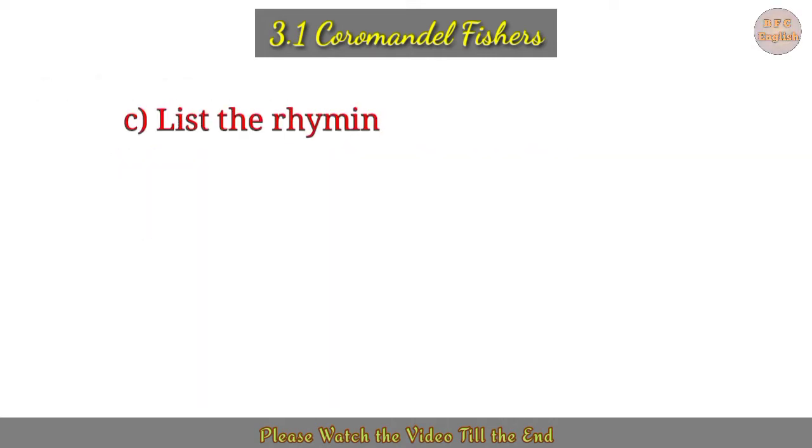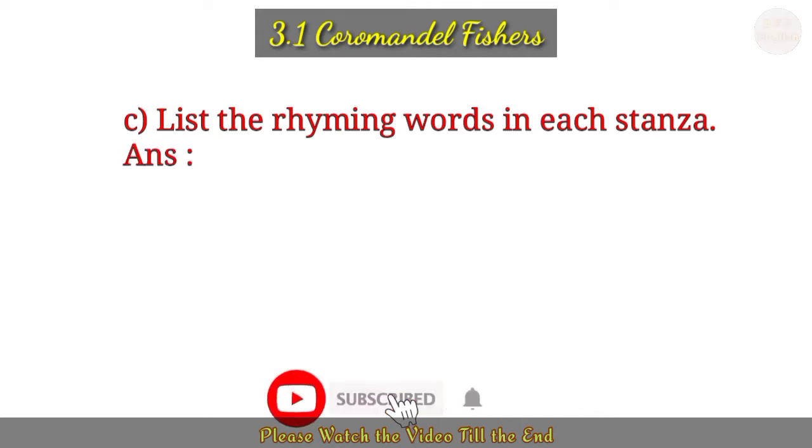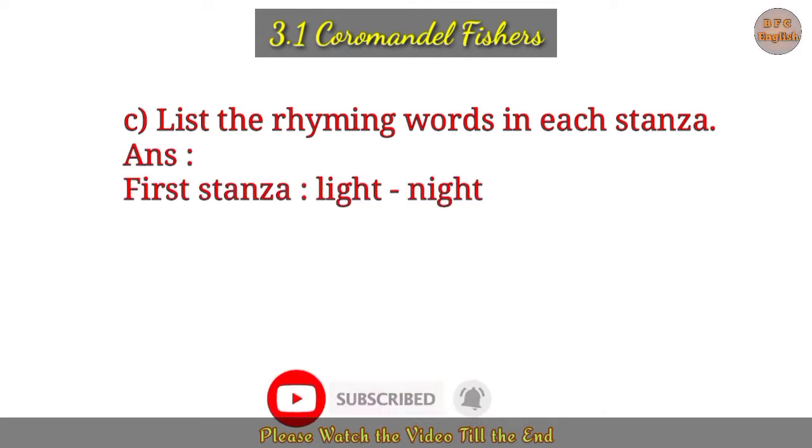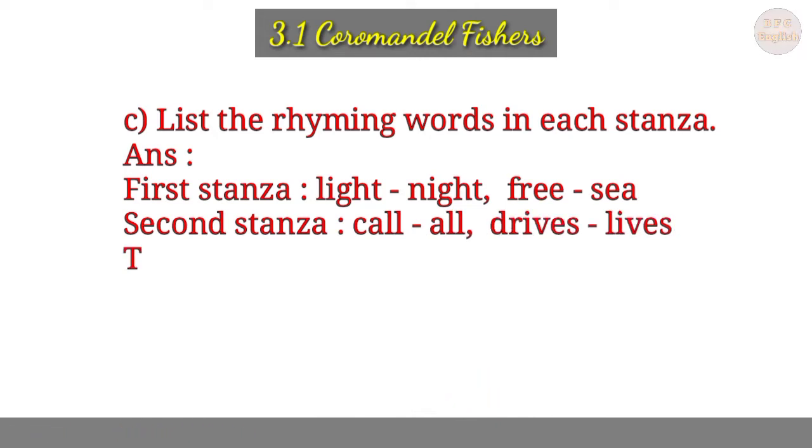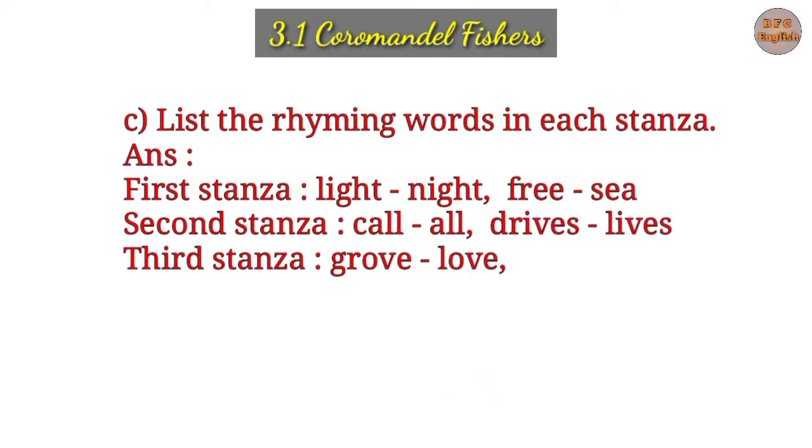C. List the rhyming words in each stanza. Answer. First stanza, light, night, free, sea. Second stanza, call, all, drives, lives. Third stanza, crow, love, glee, sea.